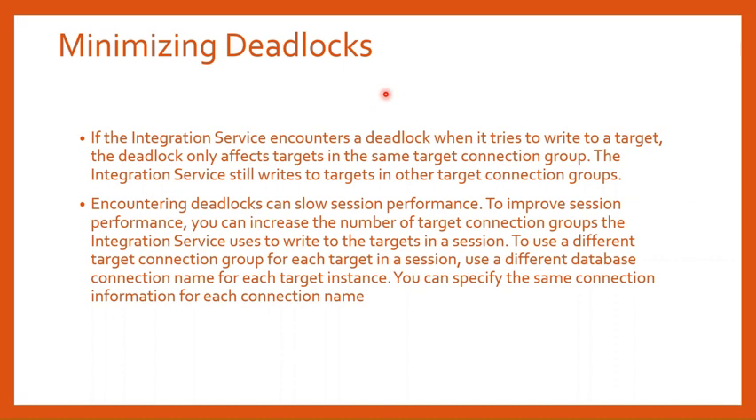So it will affect only that particular group. Okay. So encountering deadlock can slow session performance. To improve session performance, you can increase the number of target connection groups. The Integration Service used to write to the target in the session uses a different target connection group for each target. Okay, so why am I saying to create multiple target connections?